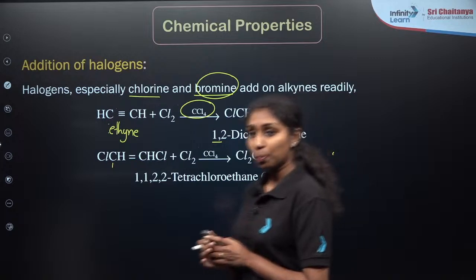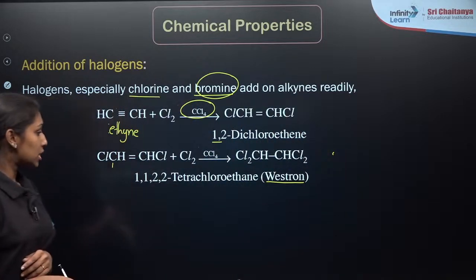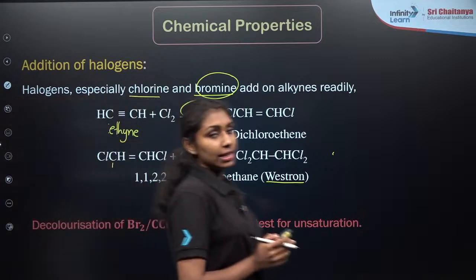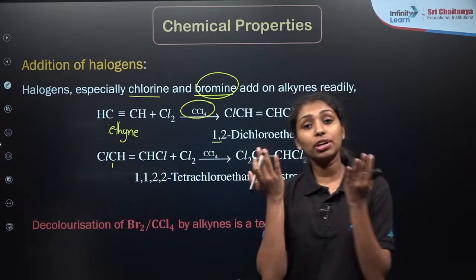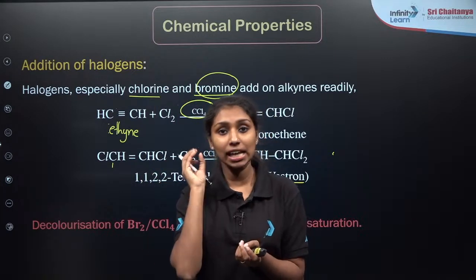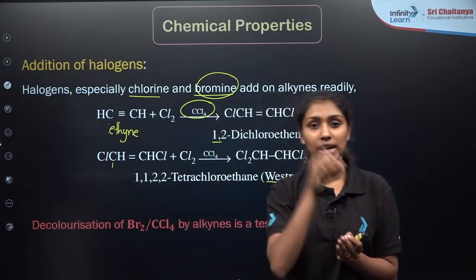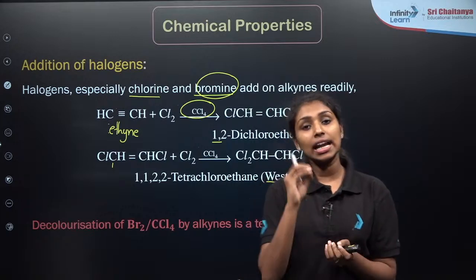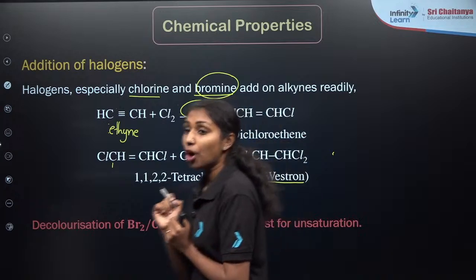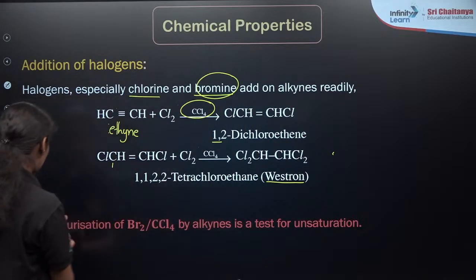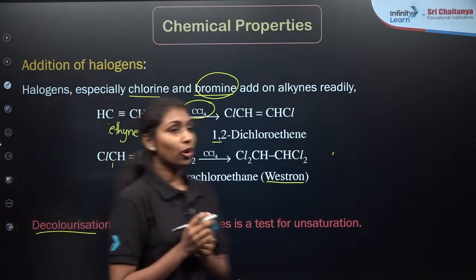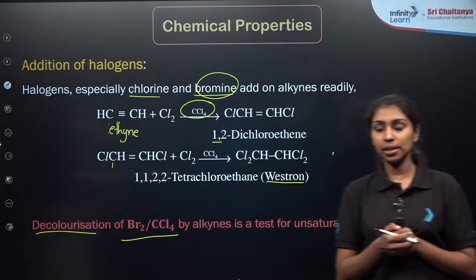Then here you have to mention that this is a method of test for unsaturation, if you are taking bromine in CCl4. If you are taking any unsaturated compound, you are adding bromine in CCl4. Bromine has a reddish brown color, right? After the reaction takes place, this color disappears, right? So, decolorization of bromine in CCl4 is used as a test for unsaturation. Is that clear?